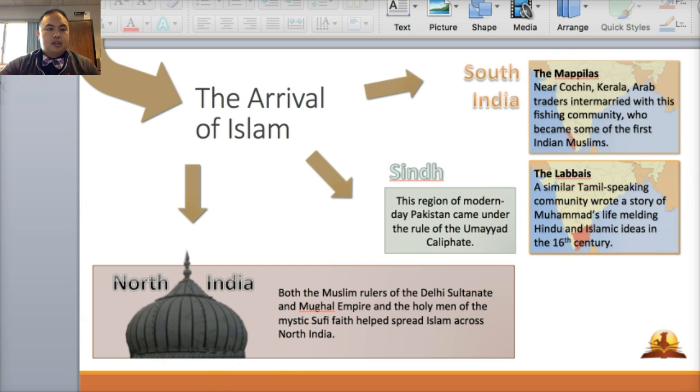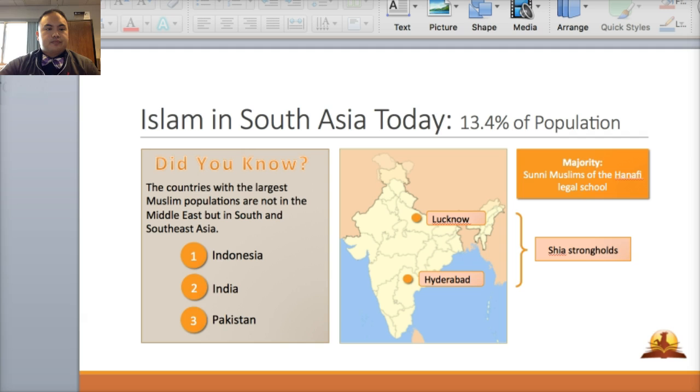Okay. Now, continuing about Islam, today we're talking about 13.4% of the population. Did you know that the countries with the largest Muslim populations are actually not in the Middle East, but in South and Southeast Asia? Indonesia is number 1, India number 2, and Pakistan number 3 are the ones with the largest Muslim populations, and actually not in the Middle East.